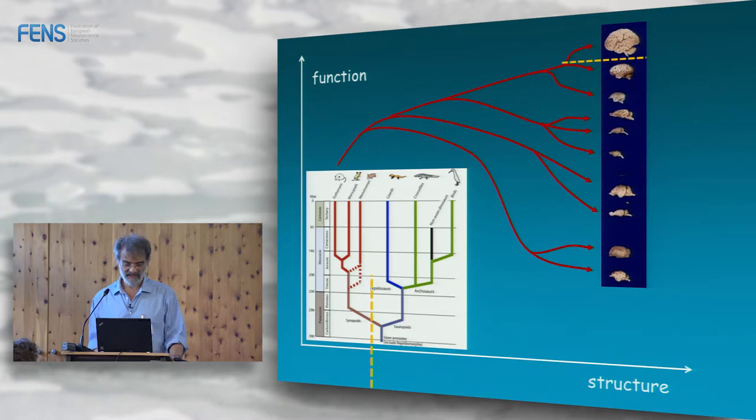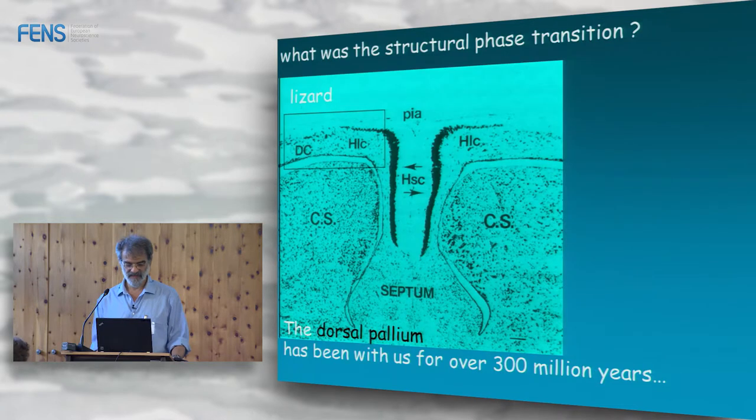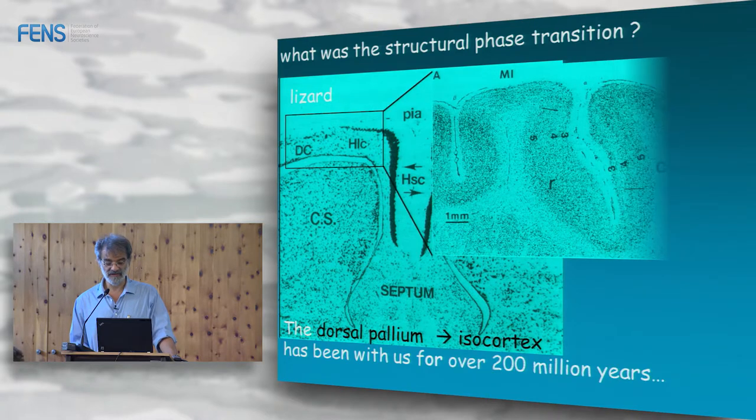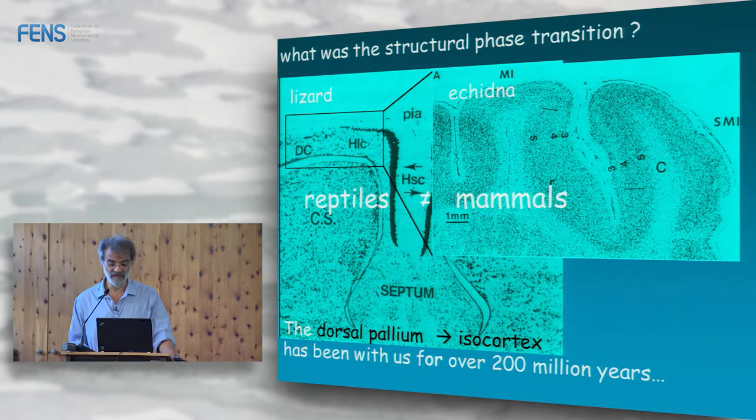At the differentiation between mammals and the other amniotes. And this is a transition that comes out very clearly from just looking at these slices, cross sections through the forebrain of a lizard. If we look at this rectangle, the dorsal pallium of the lizard, in mammals becomes the isocortex. Even in a relatively simple mammal like the echidna, the isocortex has its neurons arranged over multiple layers. So that's one key difference between reptiles and mammals.